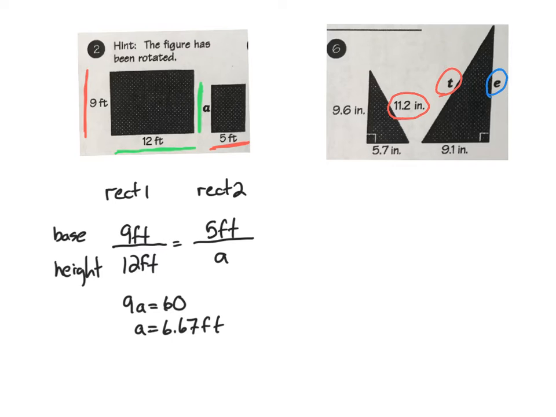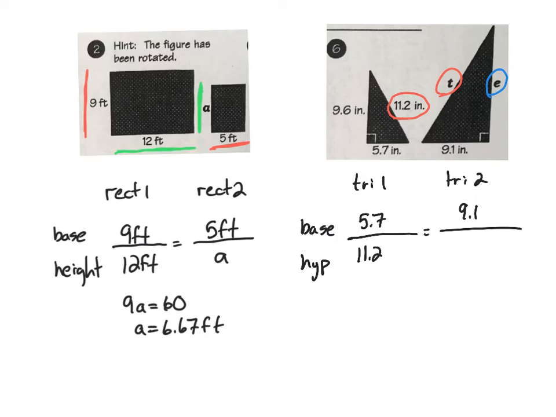So if I'm going to compare triangle 1 to triangle 2, we're going to compare the base to the hypotenuse. And I'm going to set my proportion. So in triangle 1, do I know the base? Yes, the base is 5.7 inches. Triangle 2, do I know the base? Yes, the base is 9.1 inches. Triangle 1, do I know the hypotenuse? It's 11.2. In triangle 2, we have T.